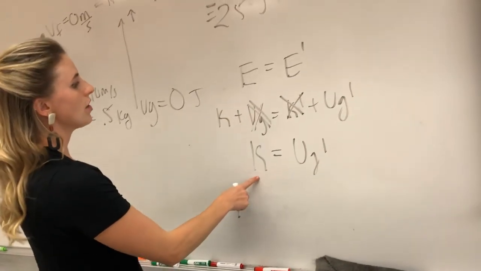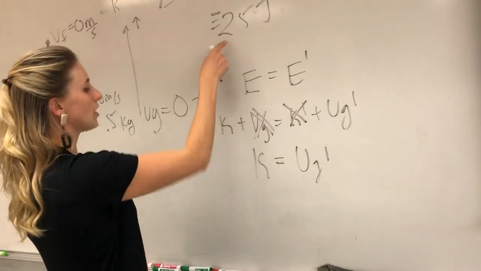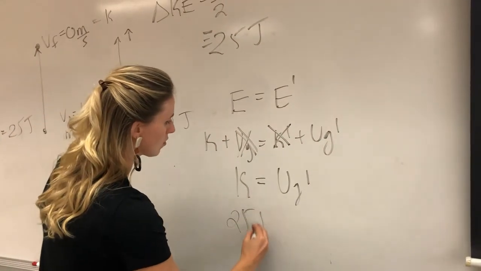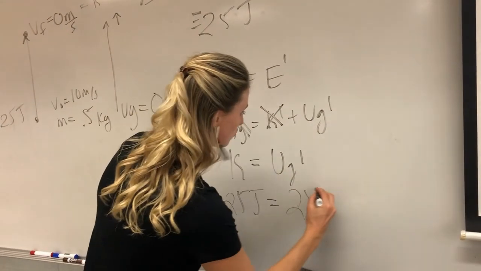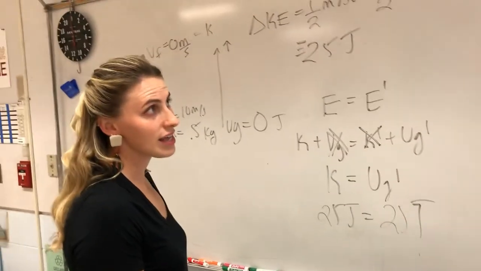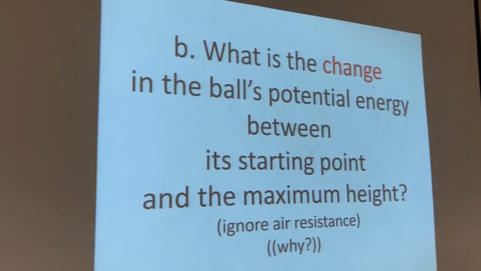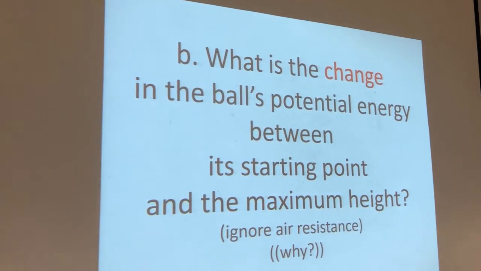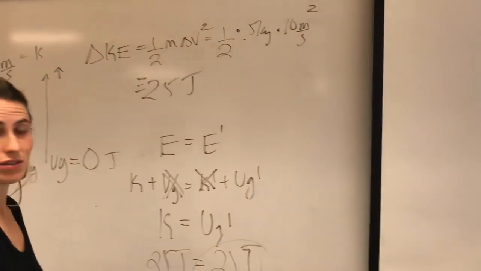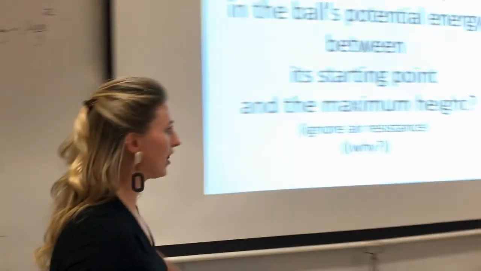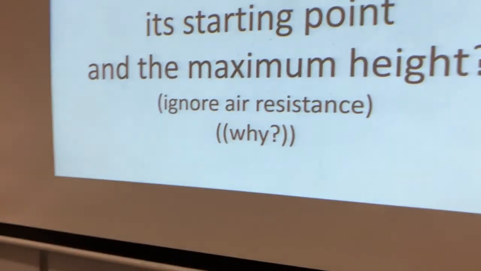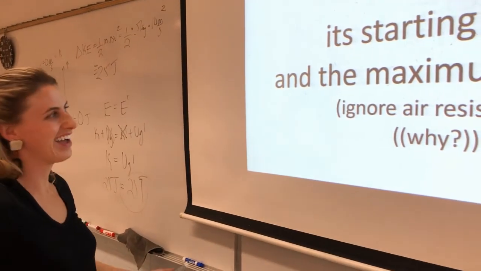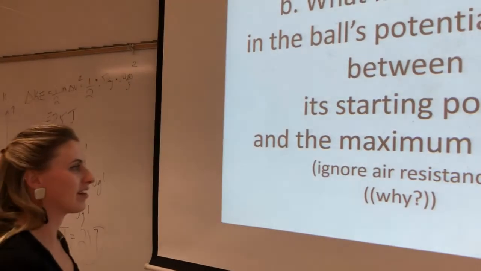What is the change in the ball's potential energy between the starting point and the maximum height? Well, we said that at the beginning, it was 25 joules. So at the very end, it's got to be 25 joules. The change is 25 joules. That's how much it changes. And why? Well, it says ignore air resistance. Why do we ignore air resistance? It makes things complicated. It'd slow the ball down, so we don't want to have to calculate that.